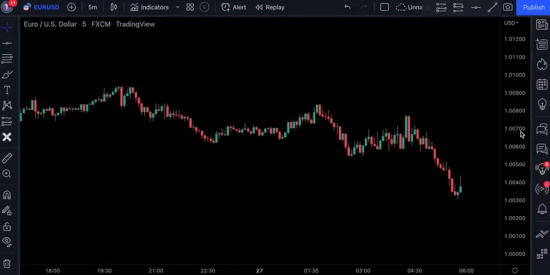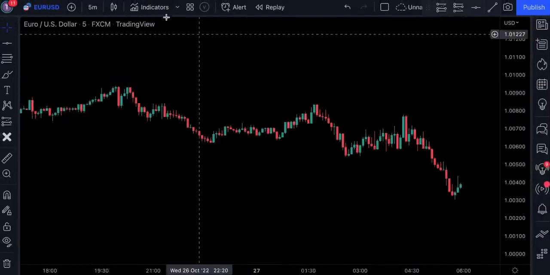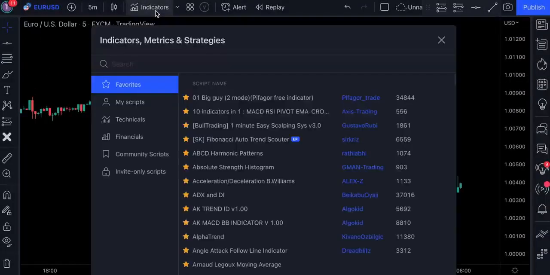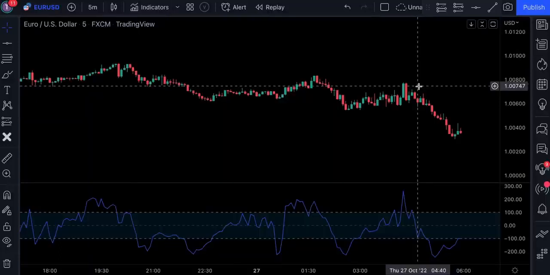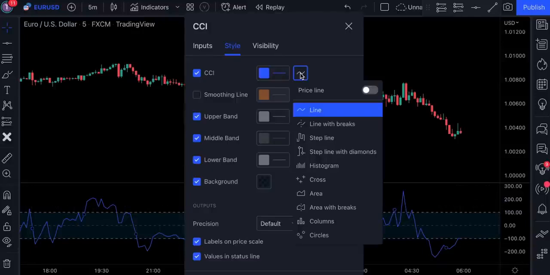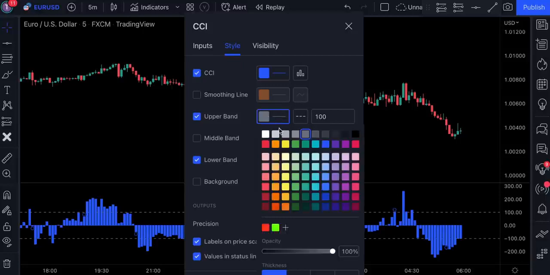Okay, without wasting any time, let's build the setup step by step. So first we need to click on the Indicators tab and search for the first indicator, which is called the CCI. Now let's access its settings and change the CCI from line to columns. The next step will be to untick the middle band and the background and to make the upper and lower bands colored in red.